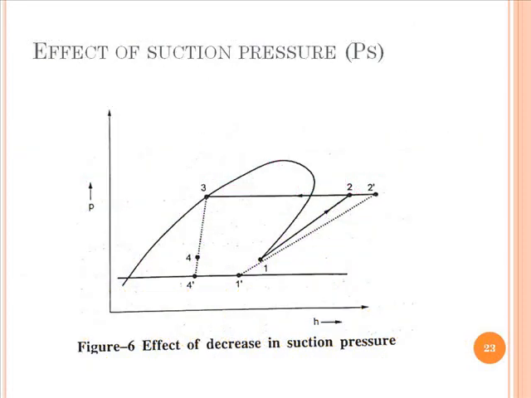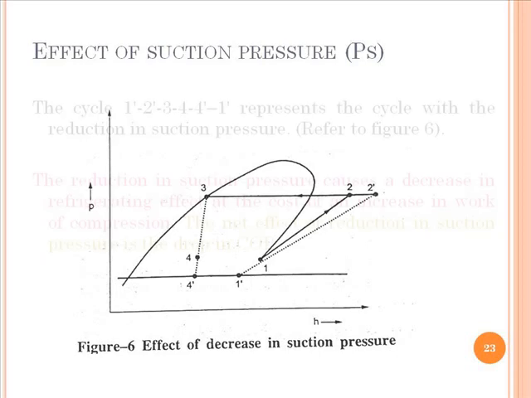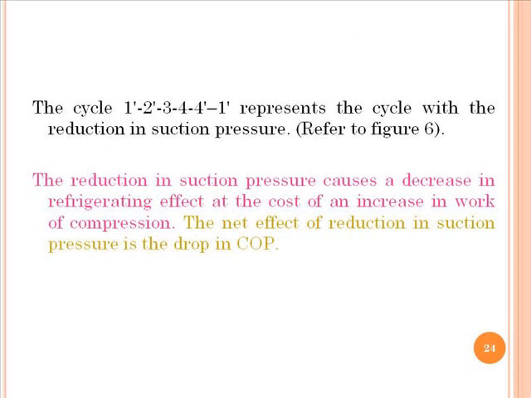Now what is the effect of suction pressure, that we have to find out. So our initial cycle was 1, 2, 3, 4, 1. Now our new cycle, you can see, is 1 dash, 2 dash, 3, 4 dash, 1 dash. So now you can see from the diagram and you have to tell what is the effect of reduction in suction pressure. Can you think? Yes, you are absolutely correct. The reduction in suction pressure causes a reduction in refrigerating effect at the cost of a rise in the compression work.